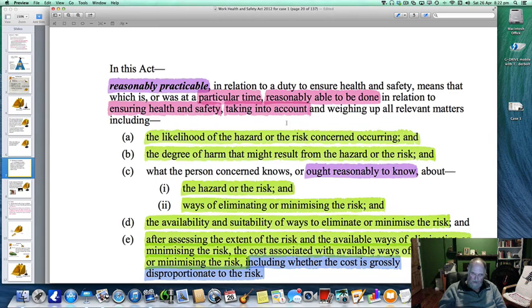So, reasonably practicable in relation to a duty to ensure health and safety means that which is or was at the particular time, because often these things have happened a while back, 5 years ago, and so we need to know what's going on at the particular time. What was technology like at the particular time? What did we know about at the particular time to get the idea that the accident occurred? That it was reasonably able to be done in relation to ensuring health and safety, taking into account and weighing up all relevant matters. Now, it says, and this is very important here, all relevant matters.